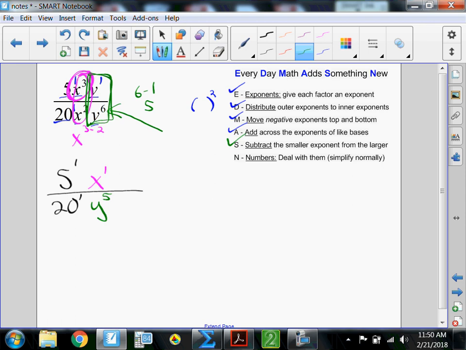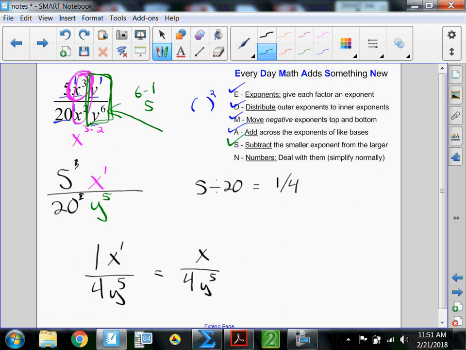We did that. And then N, numbers, deal with them normally. So 5 to the first is just 5. 20 to the first is just 20. 5 divided by 20 as a fraction is 1/4. So my final answer is 1 x to the 1 over 4 y to the 5th. And you could just write that as x over 4 y to the 5th.